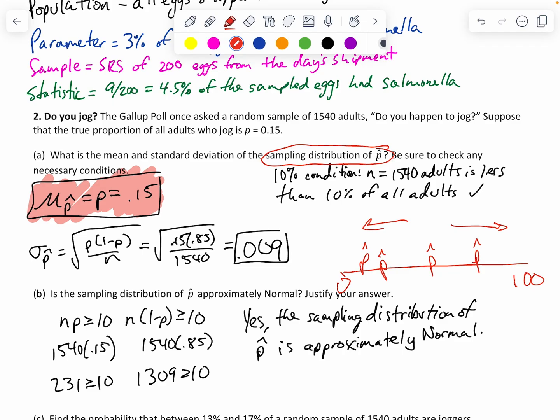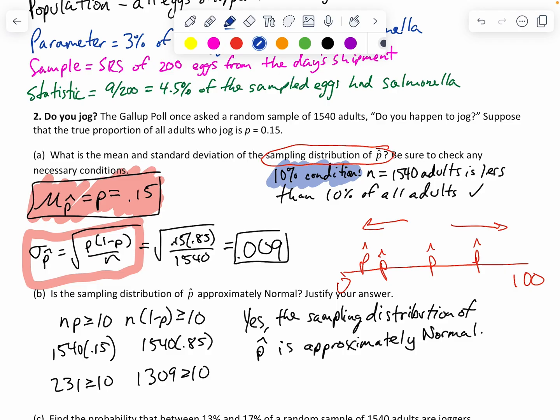Standard deviation, however, because we took a sample size other than 1, once we increase sample size, we know that sampling variability, aka standard deviation, goes down. So we need to use this equation, which is given to us on the formula sheet. However, in order to do that, we need to check the 10% condition, which states that our sample size must be 10% or less of the population.